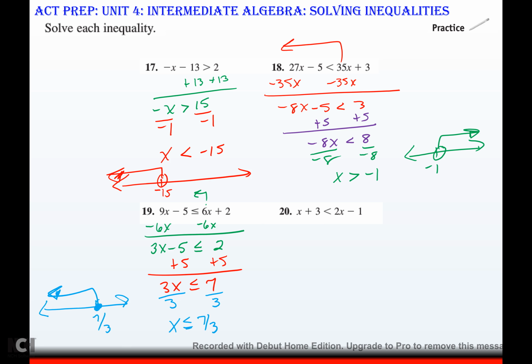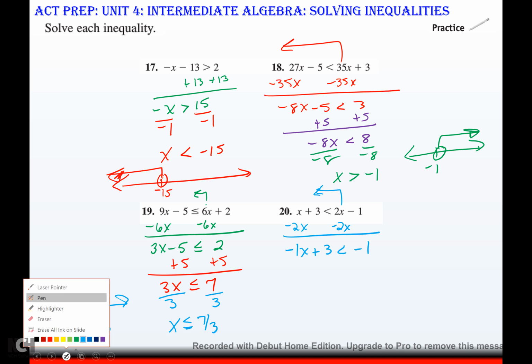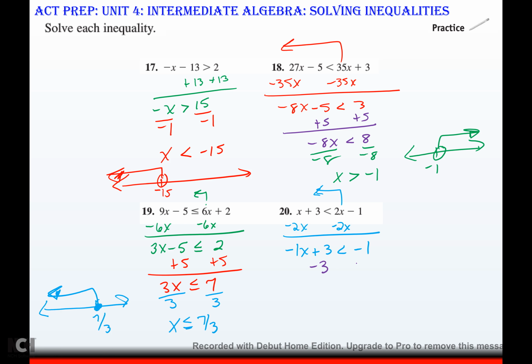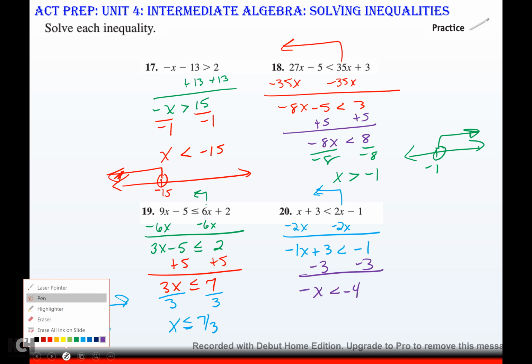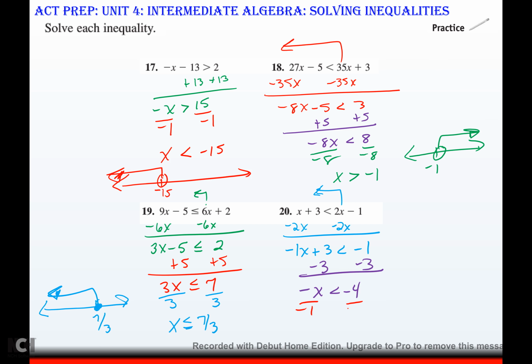And 20. We have x's on both sides. I always move over to the left. So minus 2x, that gives me negative 1x plus 3 less than negative 1. And now to get x alone, I'm going to minus 3. So I have negative x less than negative 4. Divide by negative 1, and I get x is greater than positive 4. Which means I can't include it, but anything bigger would be solutions.